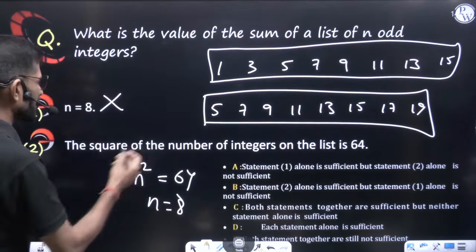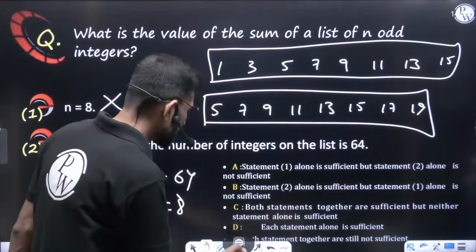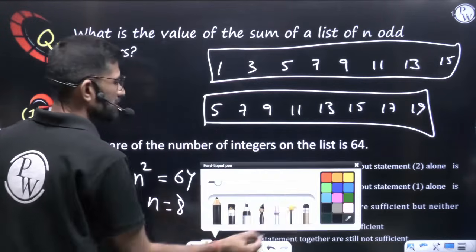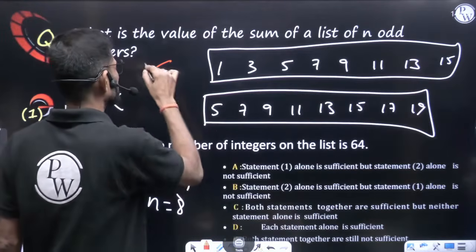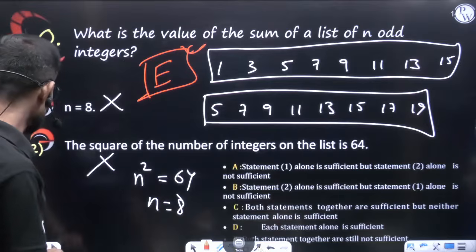So obviously we cannot find. So first is also not sufficient. Second is also not sufficient. None of the statements is sufficient. Means we'll go for option E. Here option E is the answer. Let's see the next one.